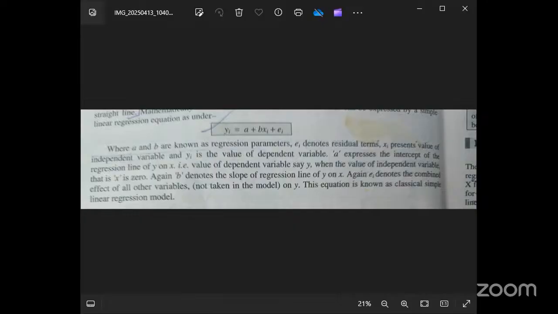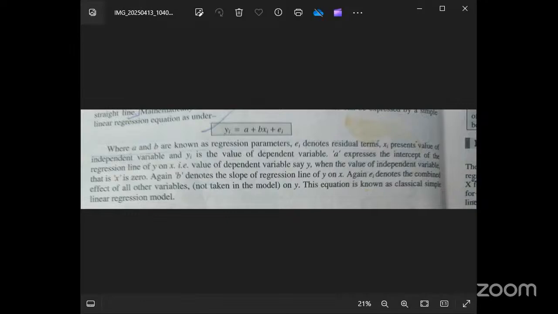Study of growth in production of wheat in relation to fertilizers or hybrid seeds or irrigation and many more can be the examples of multiple regression. And next one is regression lines.